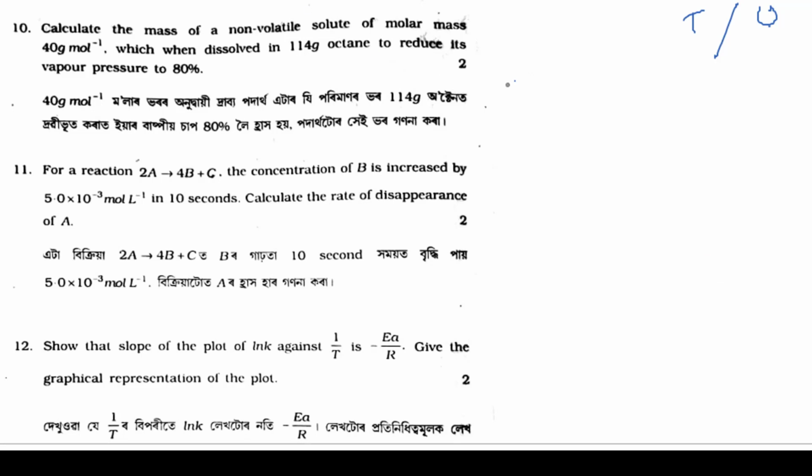So now question number 10: calculate the mass of a volatile solute of molar mass 40 gram per mole which, when dissolved in 140 gram of octane, reduces the vapor pressure by 80%.